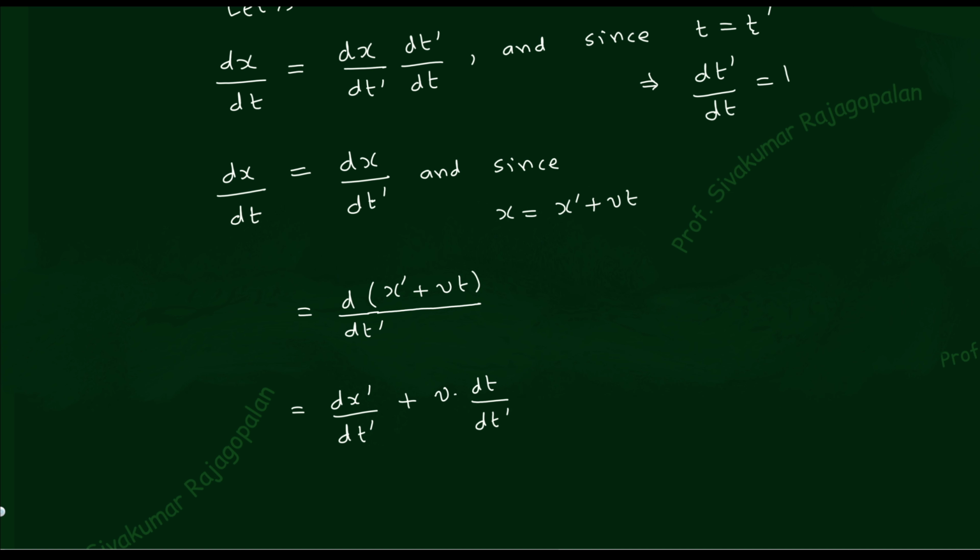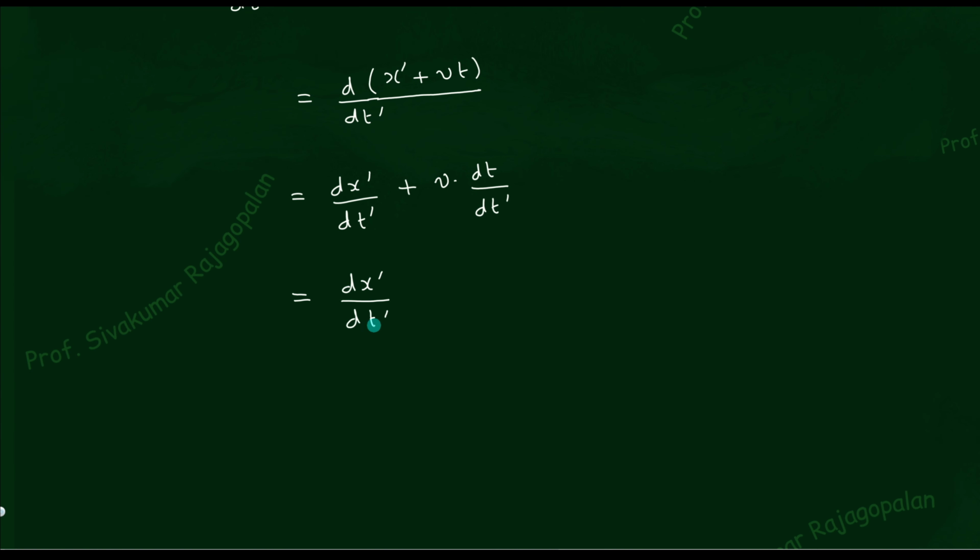And v is a constant. If you assume that, then dt by dt prime is 1, right? Because of that, it becomes simple now: dx prime by dt prime plus v. Because that is 1, now we can write it like this. Let us call this equation number 3.